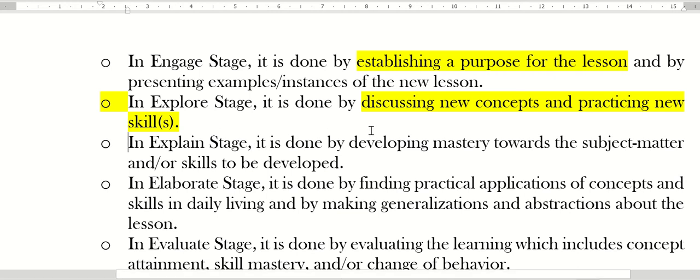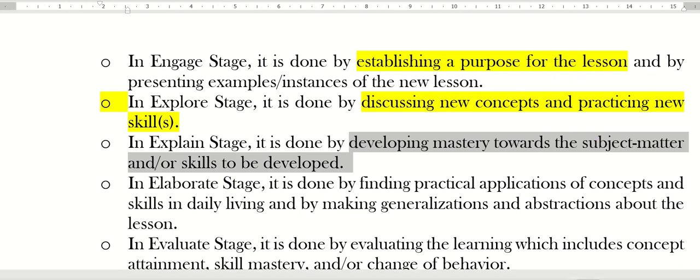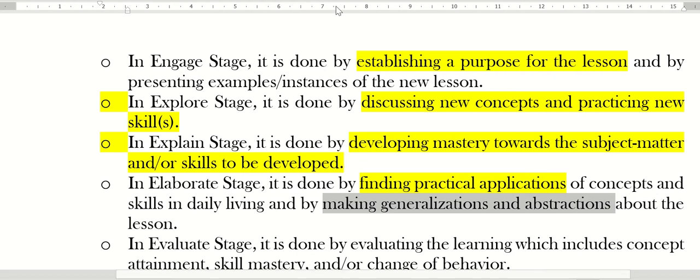Explain stage, it is done by developing mastery towards the subject matter or the skills to be developed. So mastery or skills refinement. Elaborate stage, it is done by finding practical applications of the concepts. So you are now trying to relate it to real life situations, or you will try to make generalizations or abstractions, conclusion about the lesson, or by just summarizing the lesson.